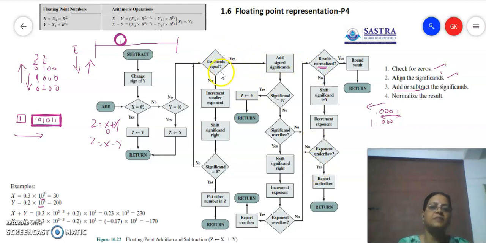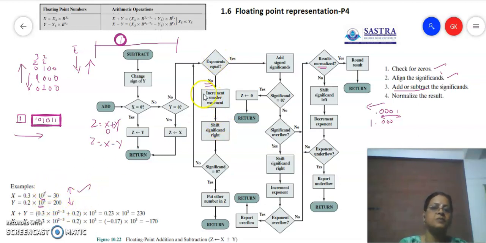Suppose the exponents are not equal. That means, after checking for zeros, you align the significant. To make the exponents equal, only if the exponents are equal can I proceed with addition. So I have to adjust the exponent. What are the two cases available? The smaller exponent can be incremented or the bigger exponent can be decremented, so that they are made equal. Now I am going to select the first choice of incrementing the smaller exponent.